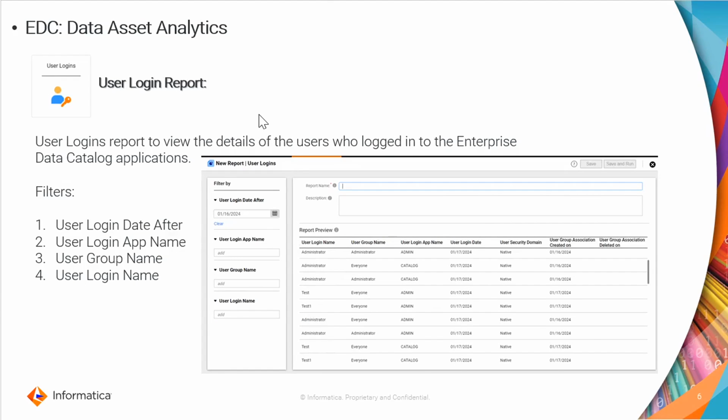User login report. You can generate the user login report to view the details of the users who logged into the Enterprise Data Catalog application, such as admin or catalog. We have filters mentioned in the left corner where you can filter by user login date after, user login app name, user group name, and user login name. As you can see in the snapshot, you can see the username, like test1 administrator, who logged in at what time and date. So you can generate this report and get this information.